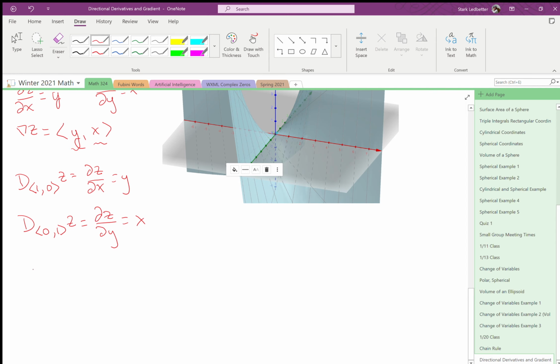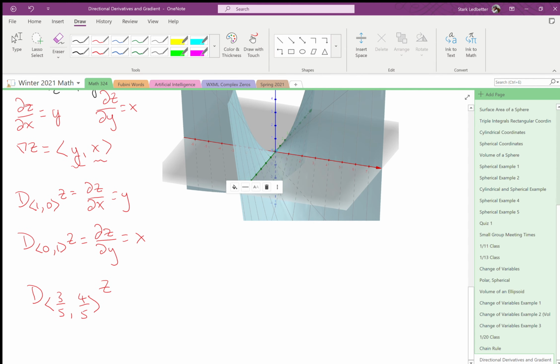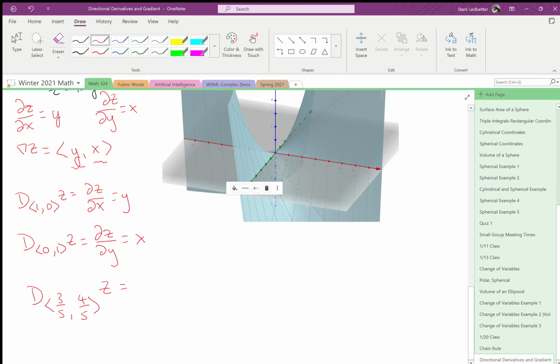Okay, now let's look at the unit vector that I said we were going to be using in the examples, which is 3/5 comma 4/5. The directional derivative in that direction of z. So we actually have to do this. We're going to take the gradient, which is y comma x, dotted with 3/5 comma 4/5. And that is going to be 3/5 y plus 4/5 x.